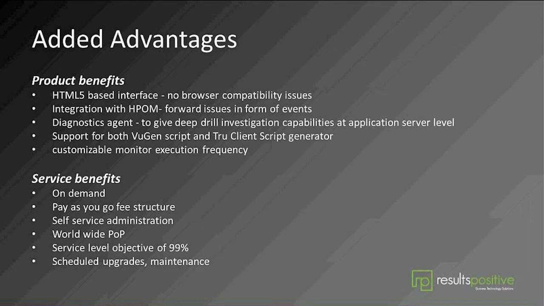To measure the performance of your application server, with more metrics and more specifics, we have the diagnostics agent, which we can deploy on the environment and capture more metrics. It supports both VuGen and TrueClient scripts. So if you already have the VuGen scripts created, you can leverage the same script and run it on AppPulse.